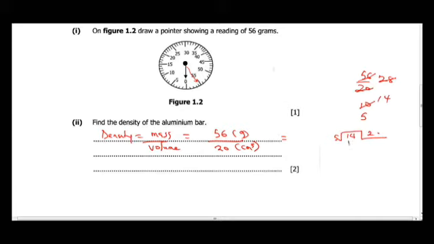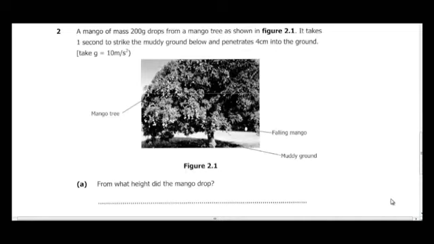5 times 2 is 10, you bring your 4 down. 5 into 4 you cannot go, so you put 0. 5 into 40 is 8. So this is going to be 2.8. So density is equal to 2.8 g per cm cubed. Final answer.